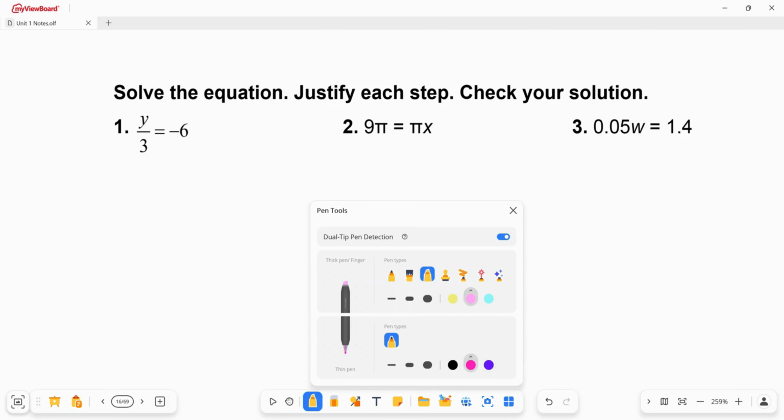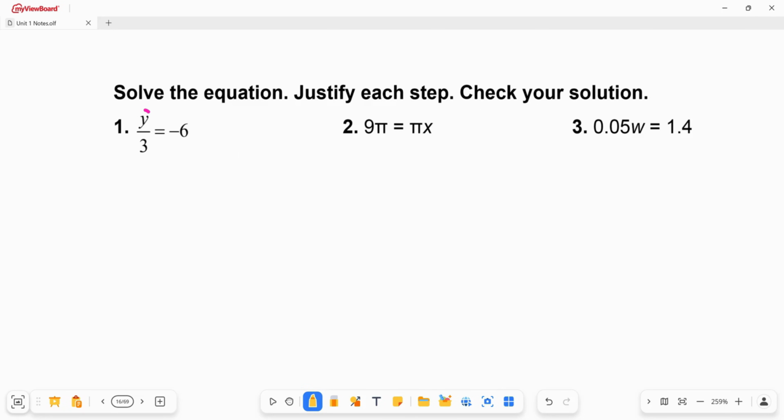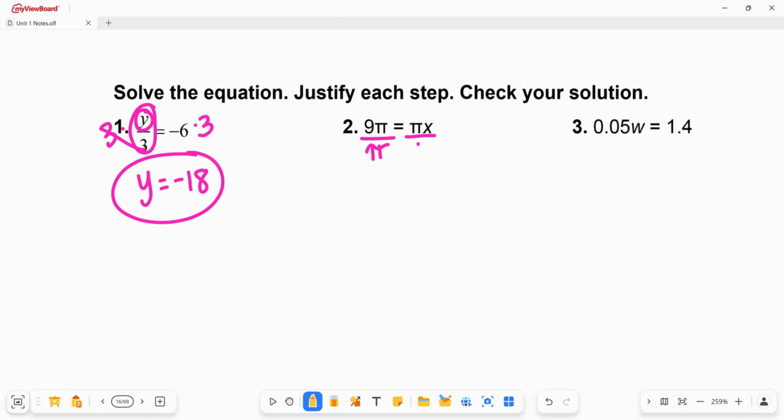All right, so taking a peek at my first one over here, again, thinking circles wise, if you're not sure what to do, notice y gets the smallest circle, and the divided by 3 gets the next one, so I have to multiply by 3 to get it to cancel, so I'll have negative 18. This one, again, has that same kind of logic. We're going to divide both sides by the thing that they have in common to get it to cancel, because then all I have is 9 equals x.